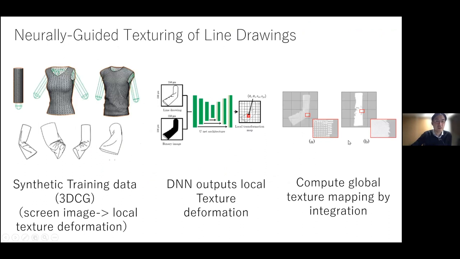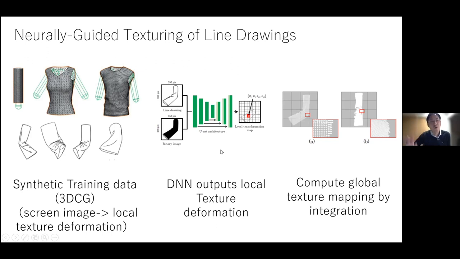So the idea may be straightforward today. We just use a machine learning approach. We create a 3D model of the garment, run a simple draping simulation, and then take many training data. It's basically a pair of three-dimensional data and a 2D line drawing rendering. Then we train a network that takes the line drawing and returns a texture mapping.